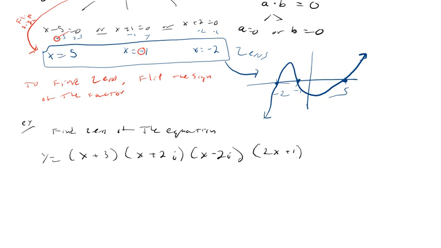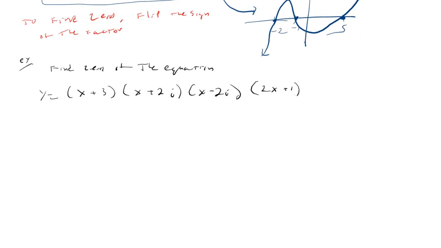What are my zeros? Well, each of my factors tells me a 0. So this x plus 3, I know that one answer is negative 3. It's one of my zeros, because I just flipped the sign.